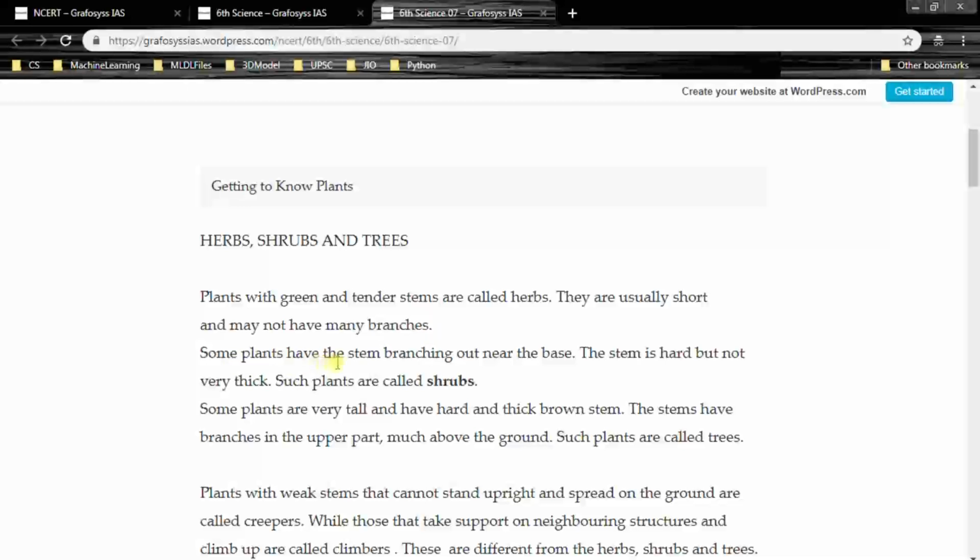Some plants have the stem branching out near the base. The stem is hard but not very thick. Such plants are called shrubs. So remember, plants have the stem branching out near the base, and the stem is hard but not very thick. This is called shrubs. Remember herbs and shrubs, the differences.